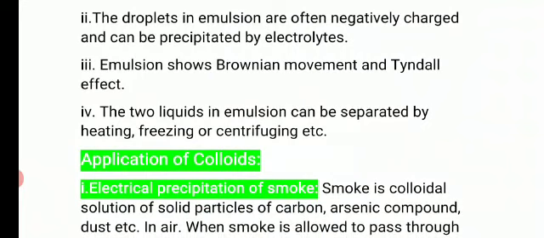So these emulsions can be easily separated by heating. Either you heat, so the low boiling point liquid gets evaporated easily first of all, and then you can collect the vapor of that liquid and then condense it back to get the proper liquid. That is one method, heating. Second one is freezing. So the liquid which has a lower freezing point freezes, and the other liquid remains as it is in the liquid form. So by freezing only we can separate, or by centrifuging.